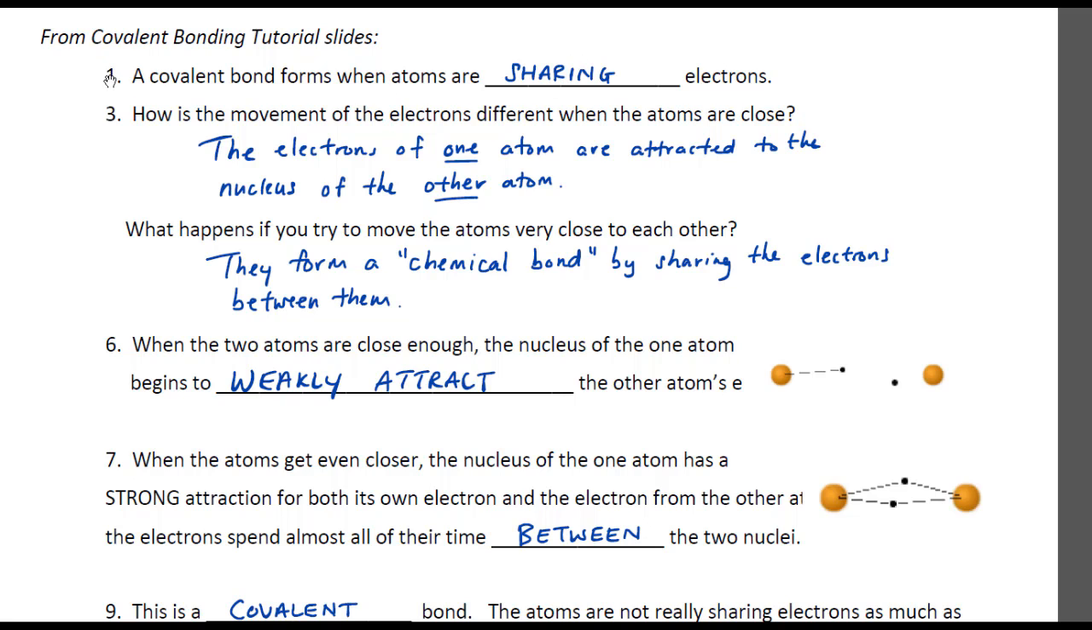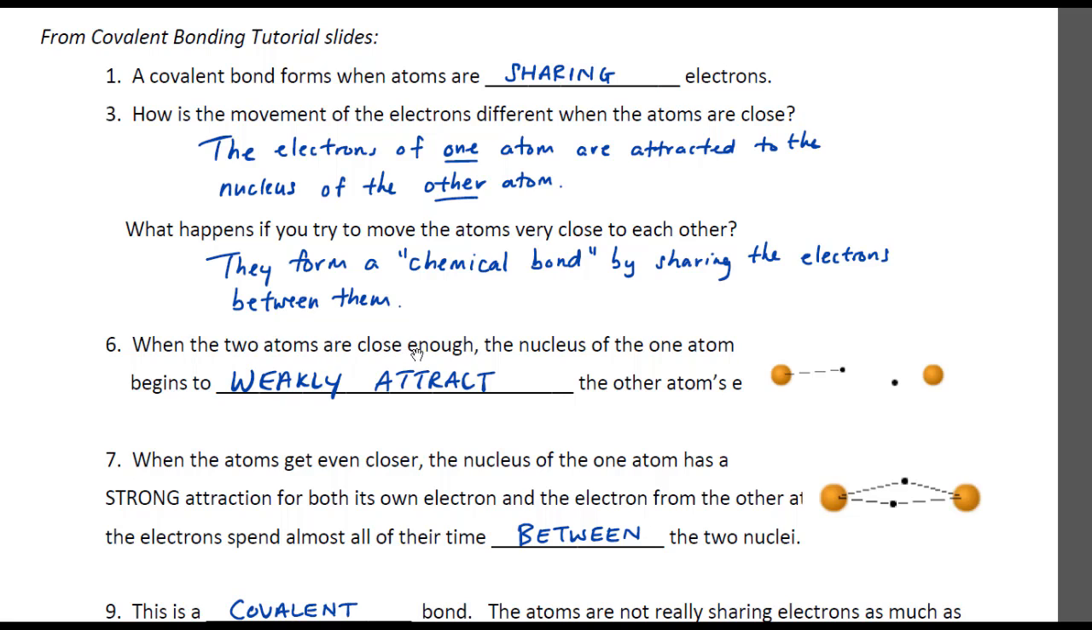And again, the number 1 here tells you which slide we stole this off of. Number 3 tells us we got it from slide 3, or at least the concept of it. Now we're writing our own answer. We were just answering the questions that were on slide 3. So what is the question? How is the movement of electrons different when the atoms are close? Well, the electrons of one atom are going to get attracted to the nucleus of the other atom. That's what we saw. What happens if you try to move the atoms very close together? They form a chemical bond by sharing the electrons in between them.